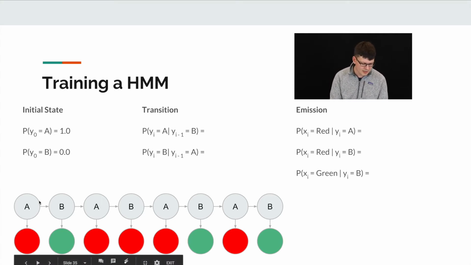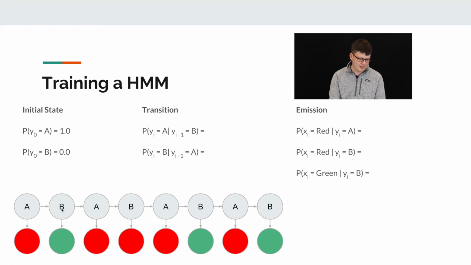All right, so what do we do here? We need to count up how many times we were in state B. So we were in state B 1 time, 2 times, 3 times. We'll ignore the one at the end because we actually don't know what it transitions to. So we'll just look at those 3. And how often, of those 3 times we're in state B, do we go to A?